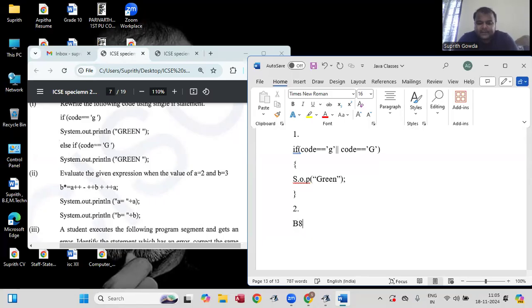B star equal to A plus plus minus plus plus B plus plus plus A. This is actually a simple expression. You will get easy marks. And he has given the semicolon, right? So what is the initial value of A and B? He has given A is equal to 2 and B is equal to 3.